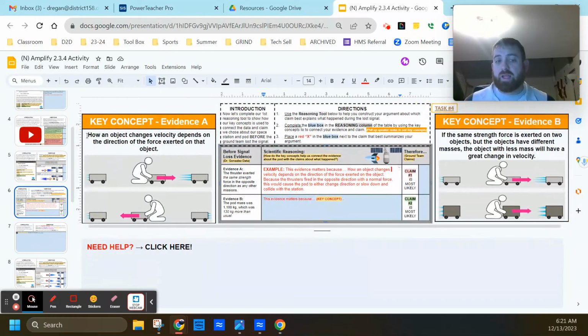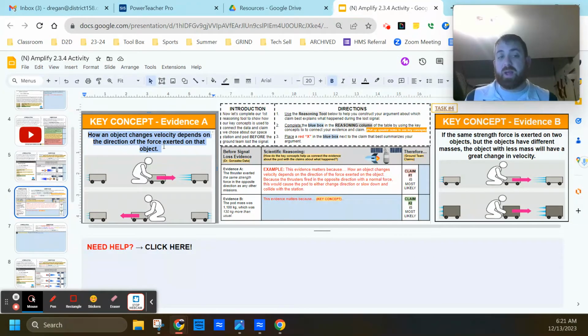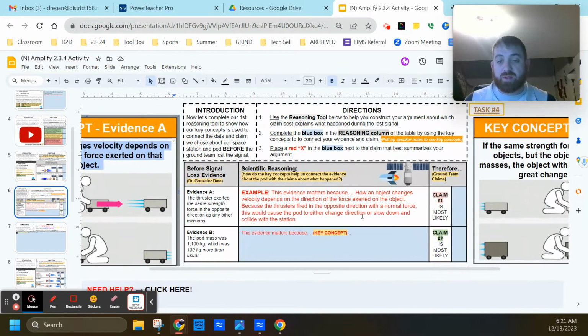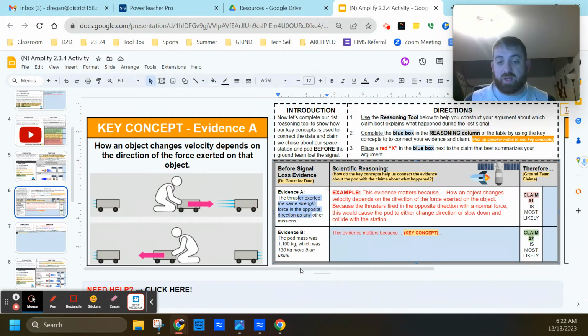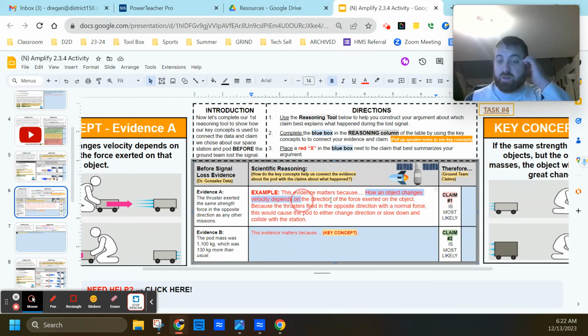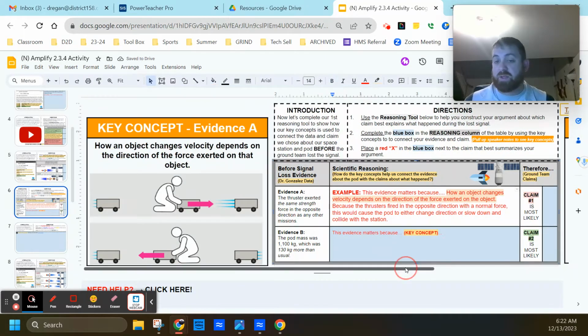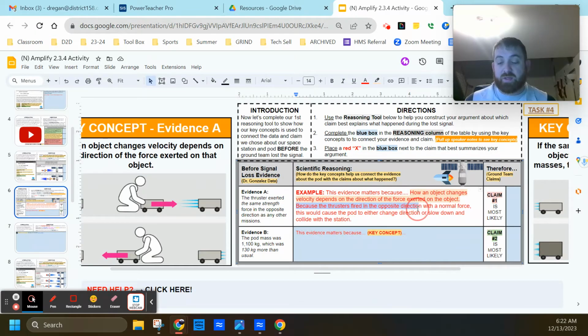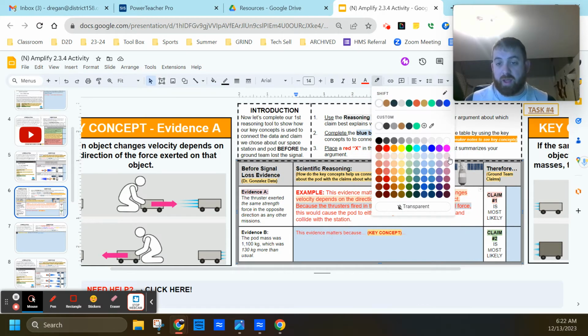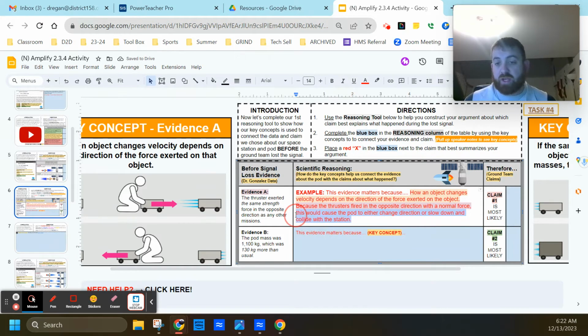So, if we're looking at key concept A here, it says how an object changes velocity depends on the direction of the force exerted on that object. So, this evidence that we talked about here matters because how objects change velocity depends on the direction of the force exerted on the object. Notice I am taking this key concept and adding it into my reasoning to start. Because the thruster is fired in the opposite direction with a normal force, notice I'm taking this evidence and restating it to help connect it with our claim. This would cause the pod to either change directions or slow down and collide with the station. So notice this is a combination of both of these claims, but I'm still connecting it with the claim itself.